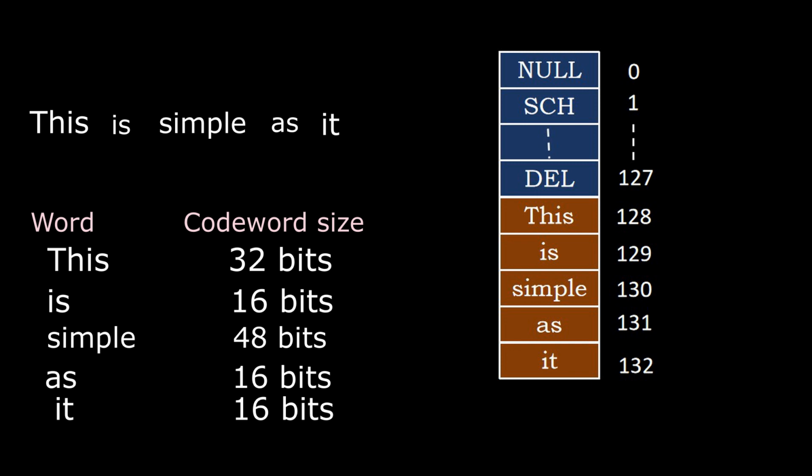Then the next word is "is". So now this "is" has already occurred in the sentence. On receiving the word "is", the encoder will search the character set. As "is" is already stored in the character set, the index corresponding to the word "is" will be transmitted. So here in the diagram you can see the index for "is" is 129. Therefore an 8-bit index is used, so 8 bits are used for representing the word "is".